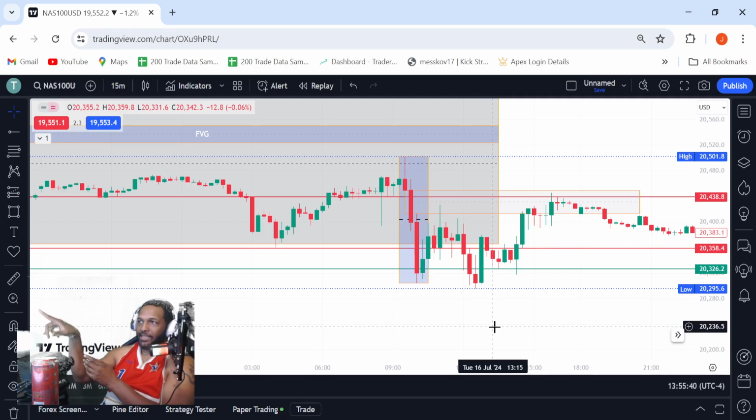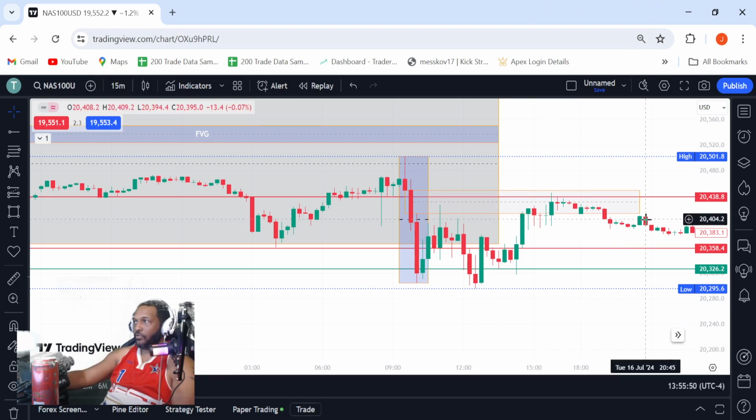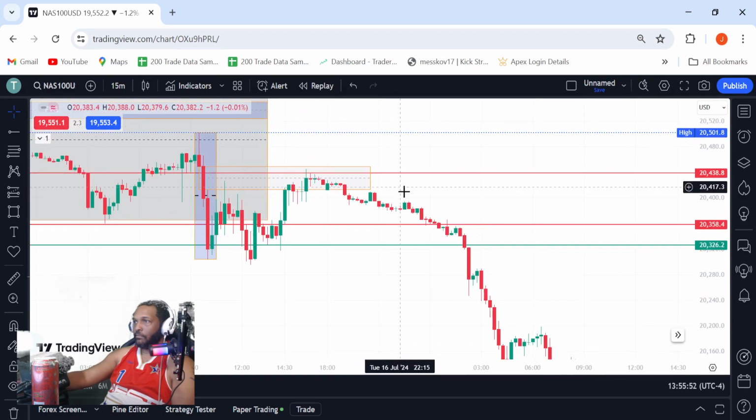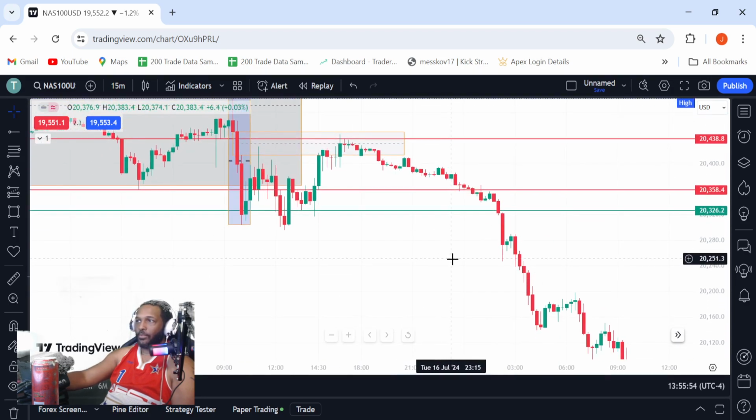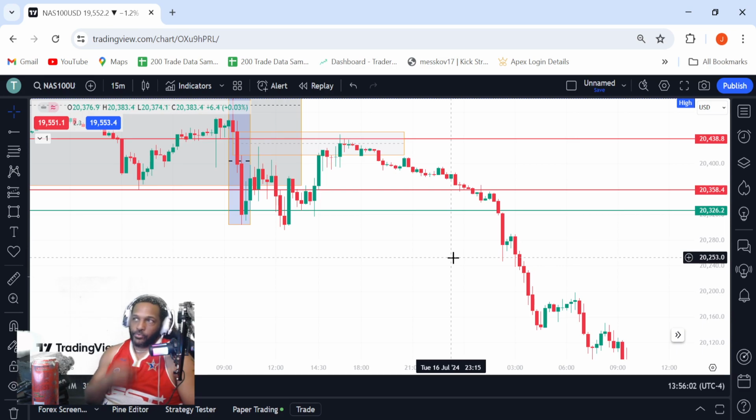Then it came back in, revisited the fair value gap, the furthest from this break, did not compromise the fair value gap consequent encroachment, and then eventually price broke down and went short. So I know this is a little bit more comprehensive beyond just initial balance. This was initial balance bias and some price action thrown in there. So hopefully that helps somebody.